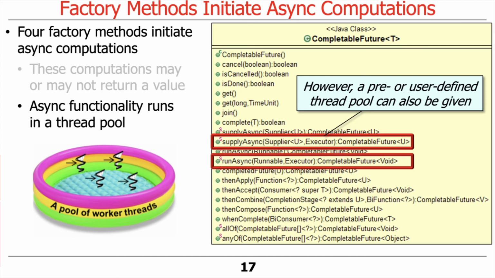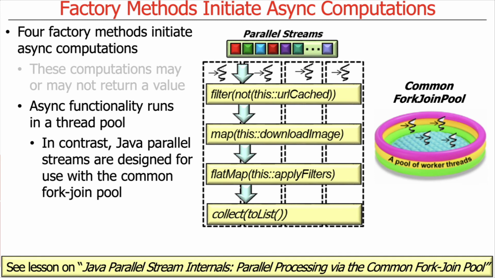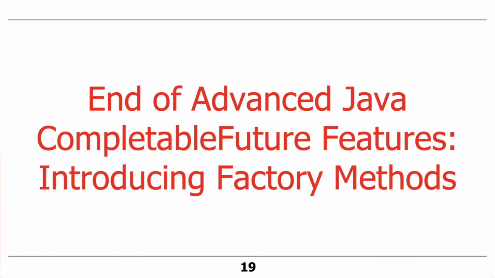In that way, completable futures in general, and specifically completable futures created using the factory methods, are more powerful and more customizable than the parallel streams model, which really requires you to use the common fork join pool or some fork join pool. You can't use arbitrary thread pools with parallel streams for various reasons. So that's just one of the limitations you have to learn to live with in Java parallel streams. In practice, not a big deal, by the way, but worth noting. So that's the end of the quick overview of Java completable future factory methods.